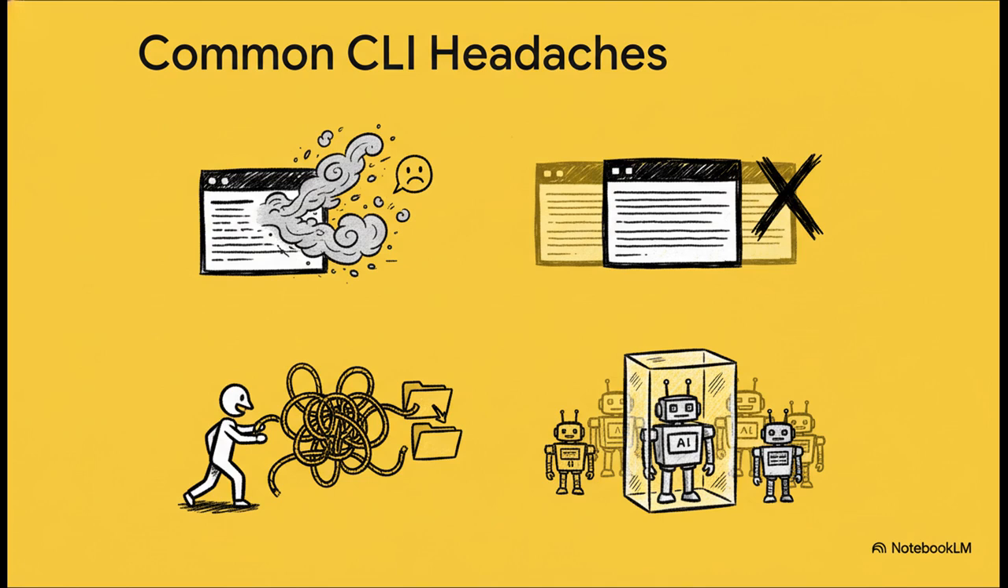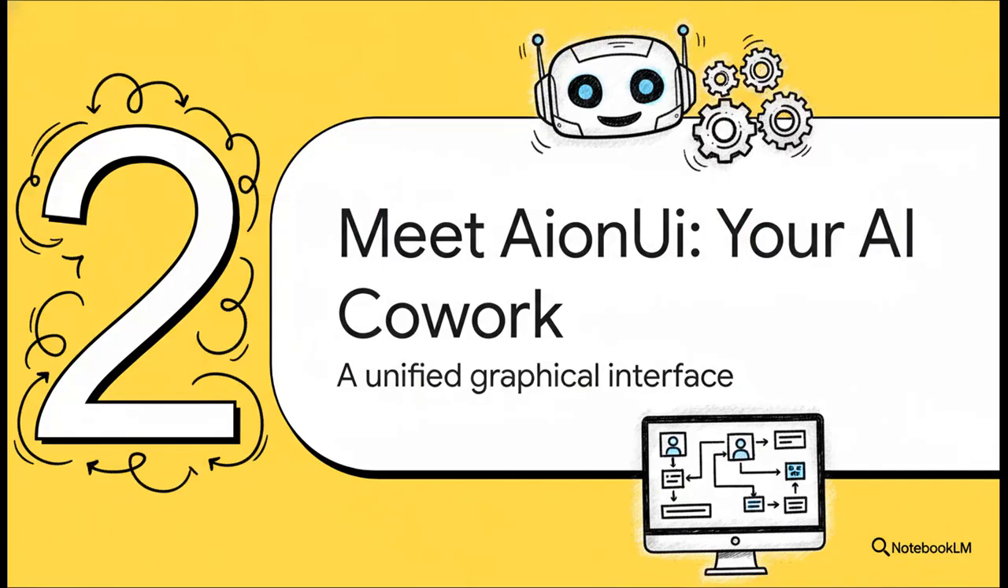You finish a great session and poof, the whole conversation is just gone. Forever. Want to work on two different things at once? Nope, not happening. And don't even get me started on trying to manage files or switch to a different AI model for a task. It's a total workflow killer. But what if there was a better way?